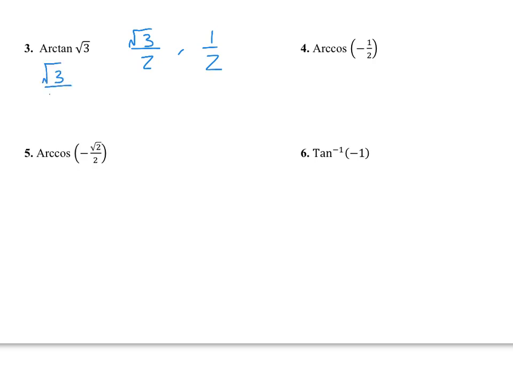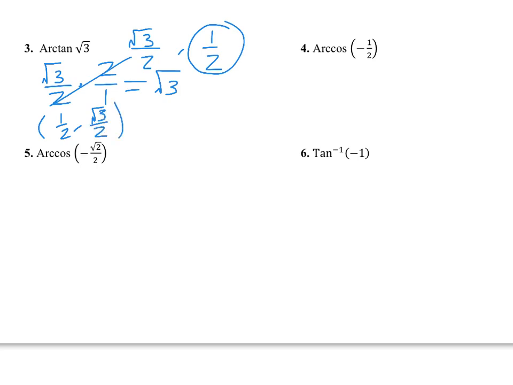If I do rad 3 over 2 divided by 1/2, so I multiply, that will equal rad 3. So tangent being y divided by x, I know the coordinates are 1/2, comma, rad 3 over 2. So at what angle does this occur? Well, if I draw a unit circle, 1/2, comma, rad 3 over 2 is here.